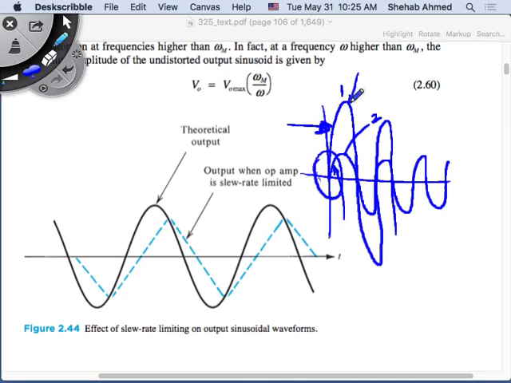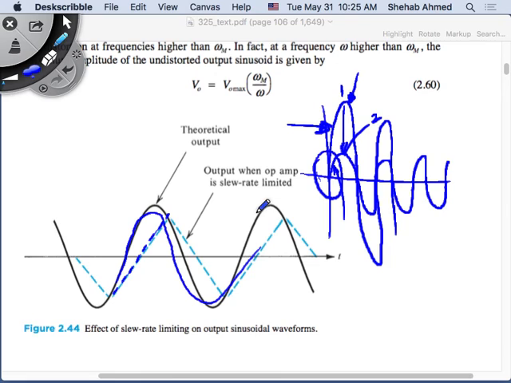You're putting in a very large magnitude signal equal to the maximum that you can put through the op-amp. Increase its frequency. At some point you're going to be hit by the slew rate, and the signal will be distorted. What happens if I decrease the magnitude of the signal? If you decrease the magnitude, you will not be hit by the slew rate anymore. You will go back to your sine wave.